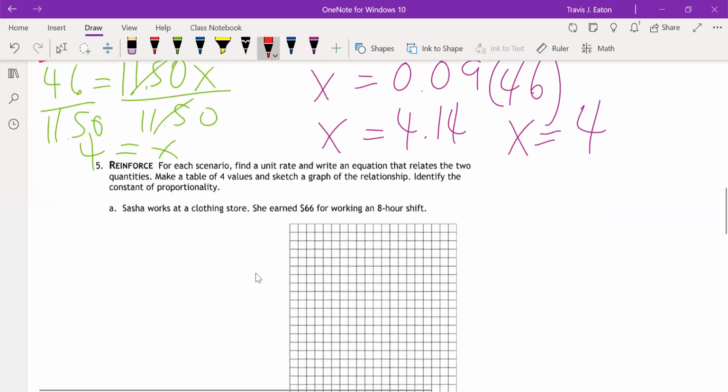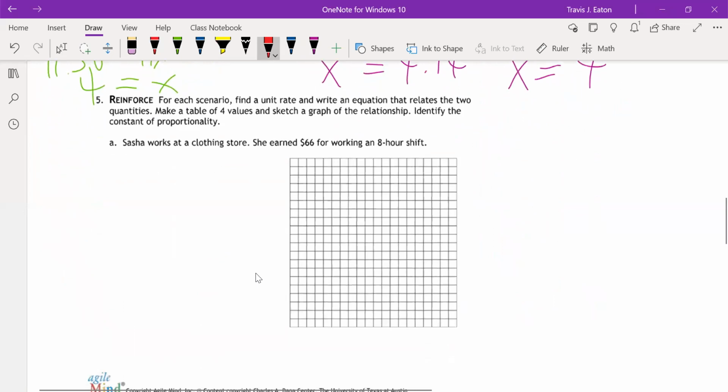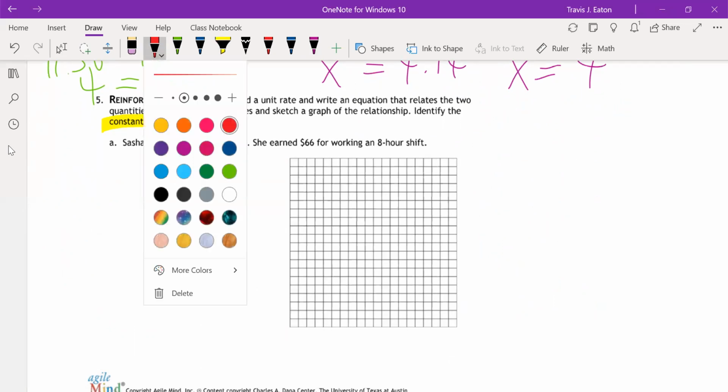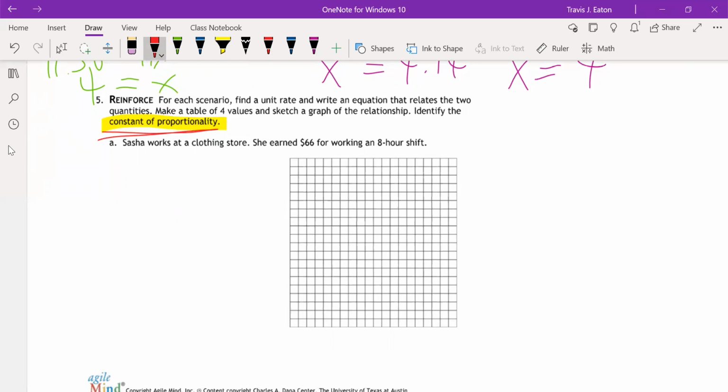Okay. All right, so let's take a look at this question right here. For each scenario, find a unit rate and write an equation that relates the two quantities. Make a table of 4 values and sketch a graph of the relationship, then identify the constant of proportionality. There's that constant of proportionality again. So let's focus on 2 things here. Let's focus on the constant of proportionality, all right? And we want to make sure that we write that equation.